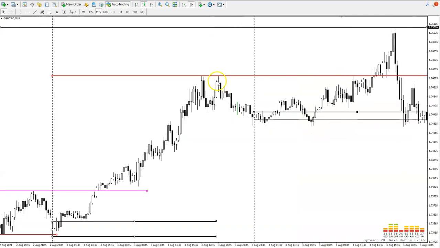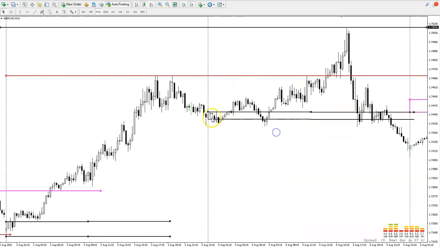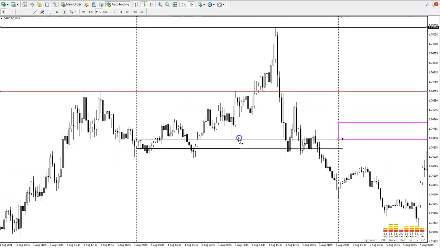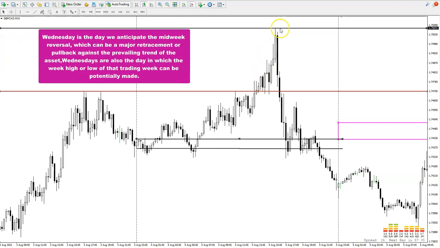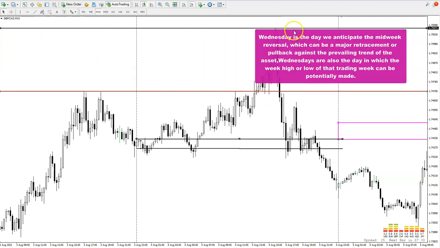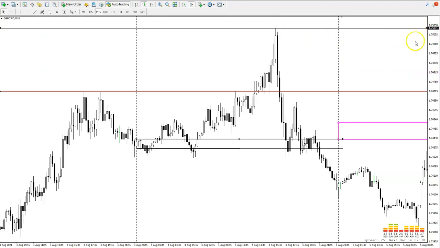So right here is the high that was made for Tuesday. Wednesday came on the scene, and on the midweek reversal day of the week established what is currently the highest the market price has gone to for the month of August, at 1.75071.